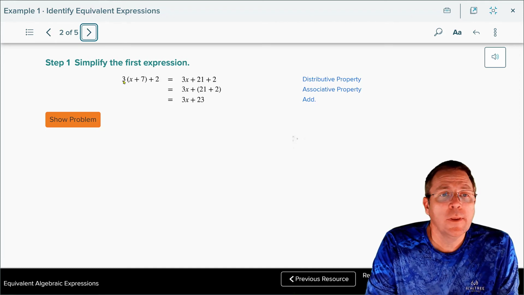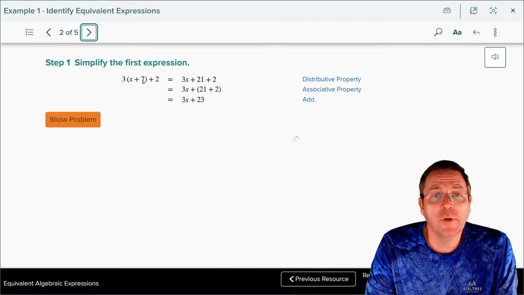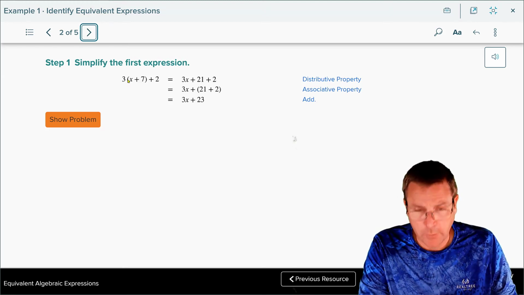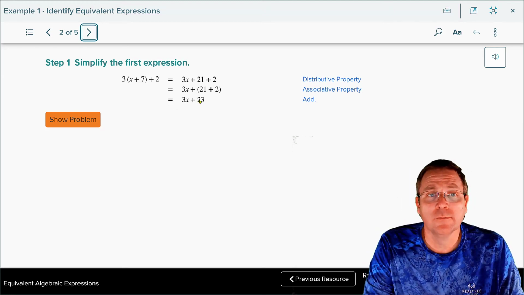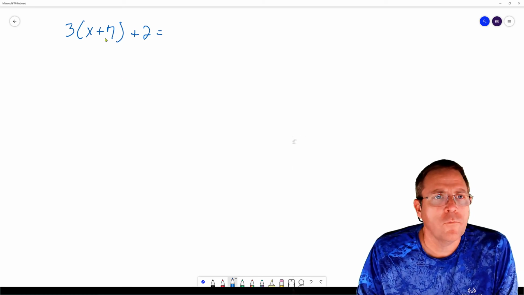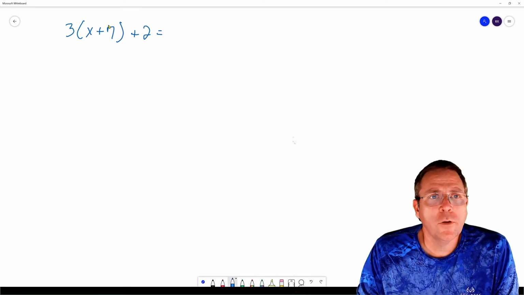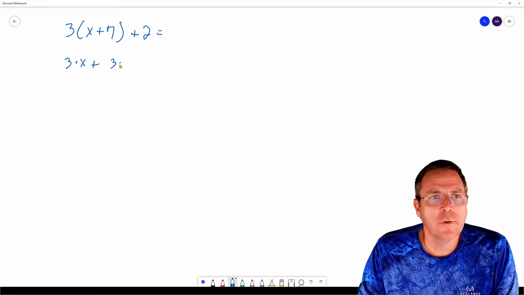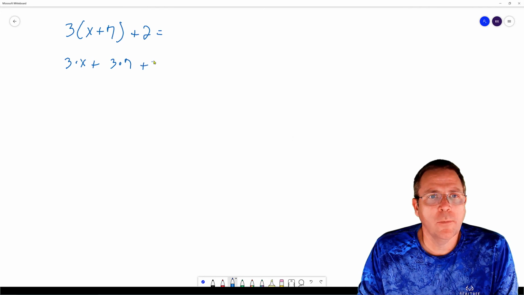First thing they did is they distributed the 3 through the grouping symbol. They made a pretty big leap here. Heck, I'm just going to show you what I would do because this is too much of a leap. So here we are, written out my problem. I'm going to start off by using my distributive property, which is going to give me 3 times x plus 3 times 7. And from there, we're going to add the plus 2 to it.